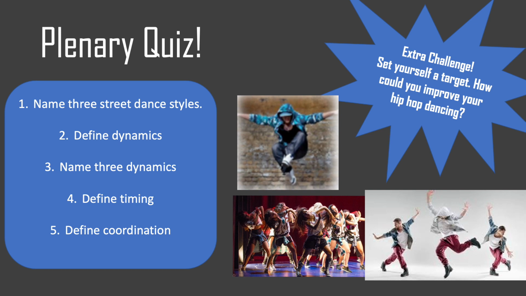Defining dynamics. So to define dynamics, you want to put something along the lines of the qualities of movements based upon variations in speed, strength and flow. And it can also be defined as how we are performing a movement. Now, naming 3 dynamics, we could have had soft, sharp, smooth, fluid, fast, explosive. There are lots of different dynamics, so anything that describes how you're performing a movement.